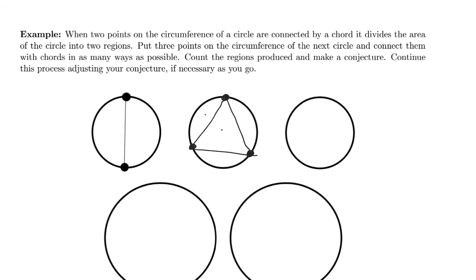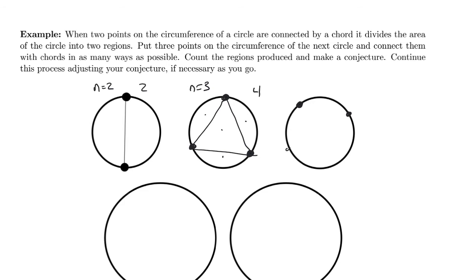Okay, and we're going to see how many little regions we get here. We get 1, 2, 3, 4. So here, when I've got, let's say, 2 points, I've got 2 regions. Okay, here I've got 3 points, I've got 4 regions. Okay, well, this is looking like powers of 2. Let's do it again here.